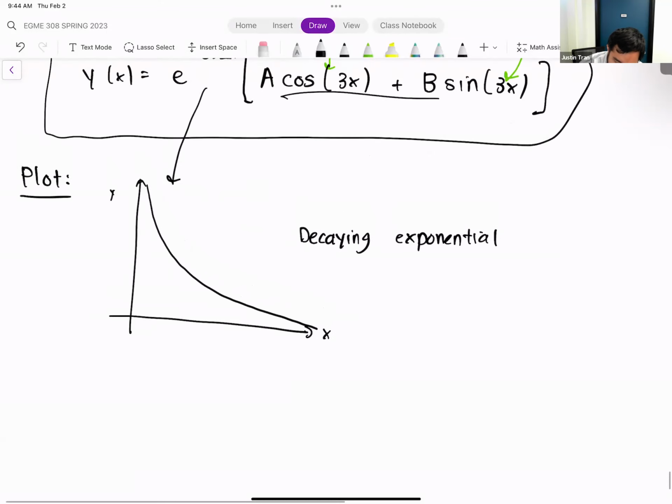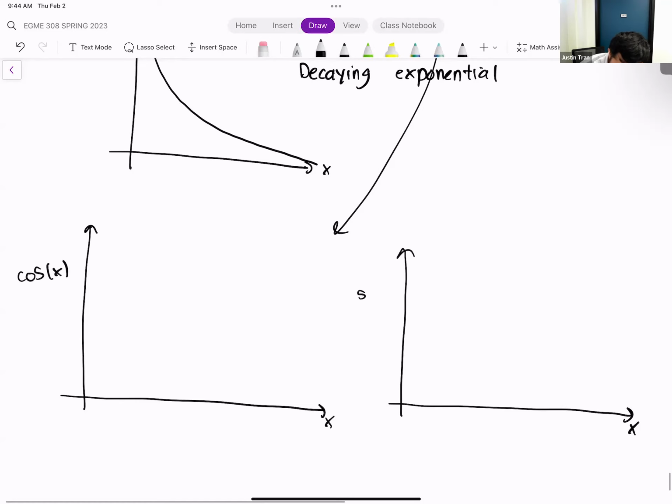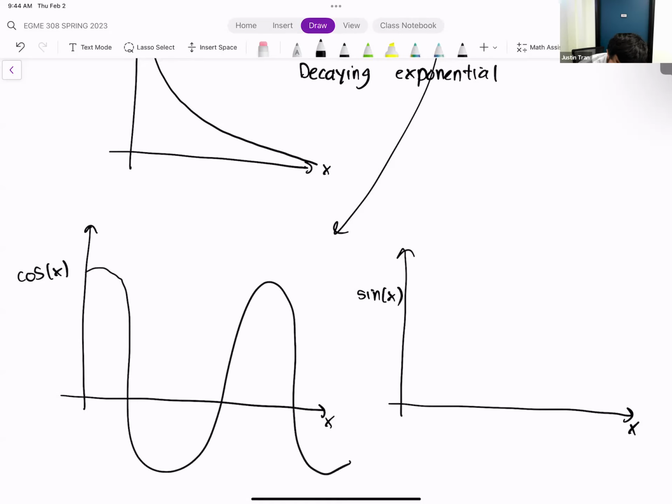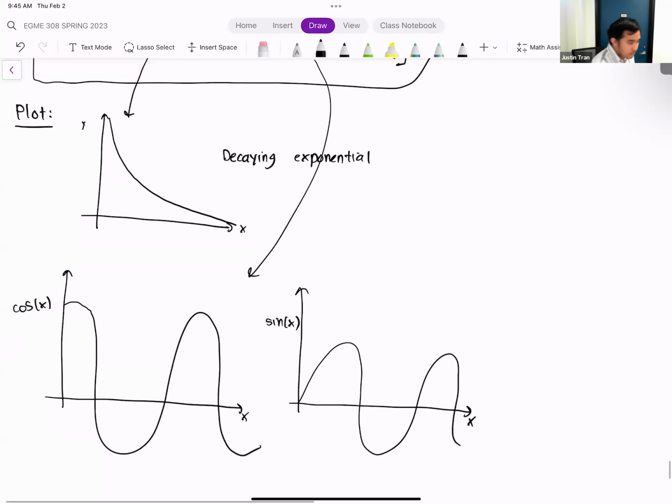Whereas our cosine and sine, we know what those look like. So those look like an oscillating function. X. Cosine starts at 1. Sine starts at 0. They're supposed to have the same magnitude. It's just I'm awful at drawing.